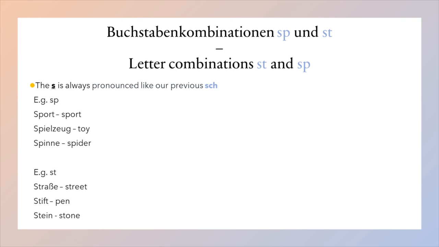Okay, the next ones are sp and st. The s before them is always pronounced as in our previous example with sh. So every time you see words written with them, always remember that it'll never be sp and st, but shp and sht. Let's see some examples with sp. Sport, sport, Spielzeug, toy, Spinne, spider. Now with st. Straße, street. Stift, pen. Stein, stone.